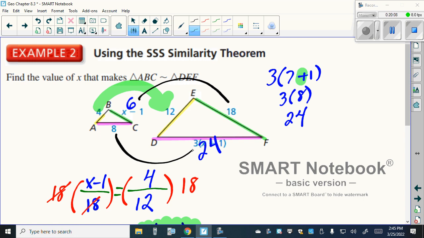If we notice that multiplication of 3, well, we could say what times 3 is 18? Well, 6, yes? So x minus 1 needs to equal 6 because that's what the side length should be, and we can solve for x that way. Any questions on any of this here?